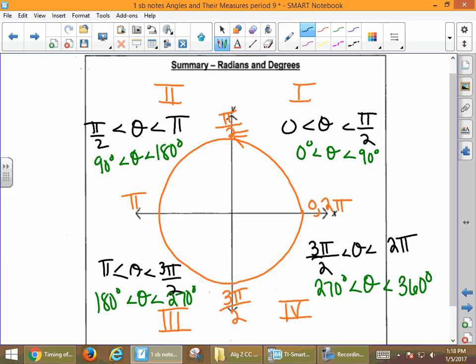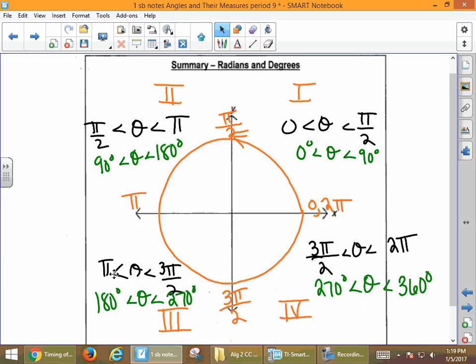In terms of degrees, the first quadrant is between 0 and 90 degrees. The second quadrant is between 90 and 180 degrees. The third quadrant is between 180 and 270 degrees. And then the fourth quadrant is between 270 and 360. But really what I want to continue our focus on is the radian values.